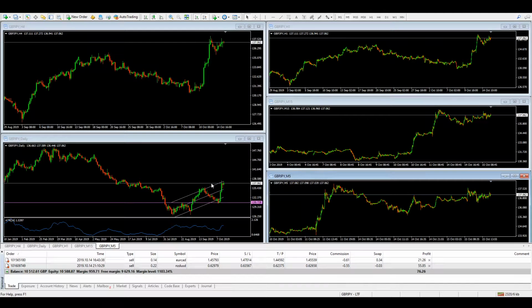Euro JPY, again another GBP cross showing strength with the GBP. Too overbought, sorry. It needs to be more oversold to make this viable as a trade.